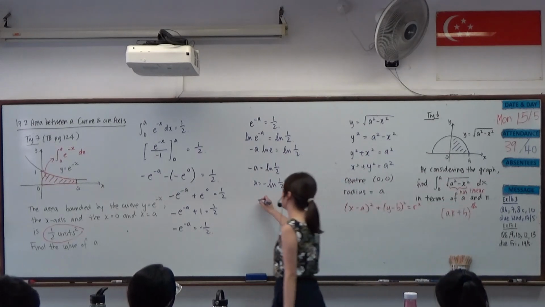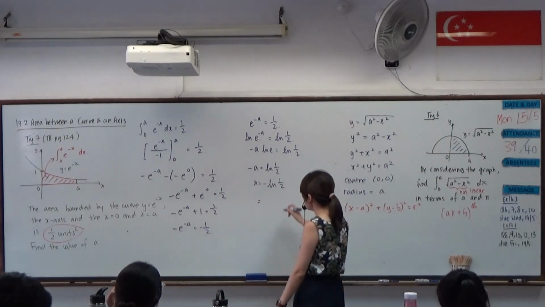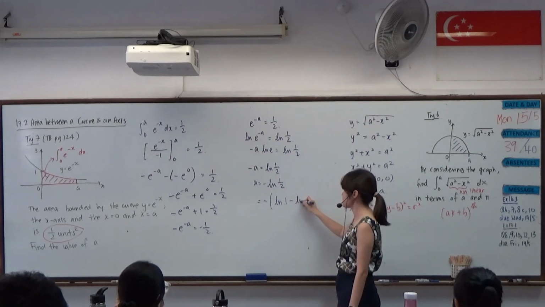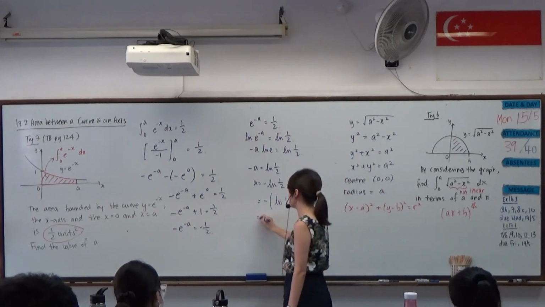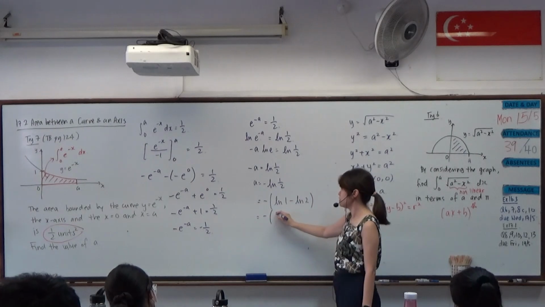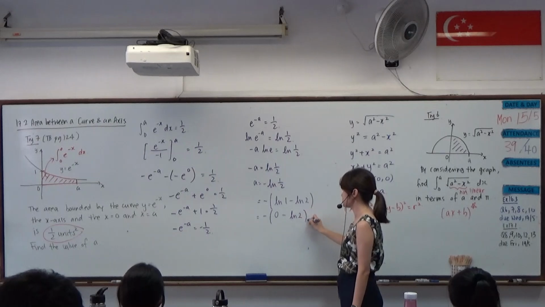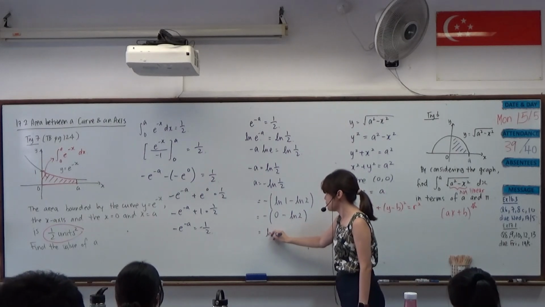Okay, but I know that your answer in your textbook is slightly different. That is because ln half is the same as ln 1 minus ln 2. ln 1 is actually 0. Hence, we get a positive ln 2.